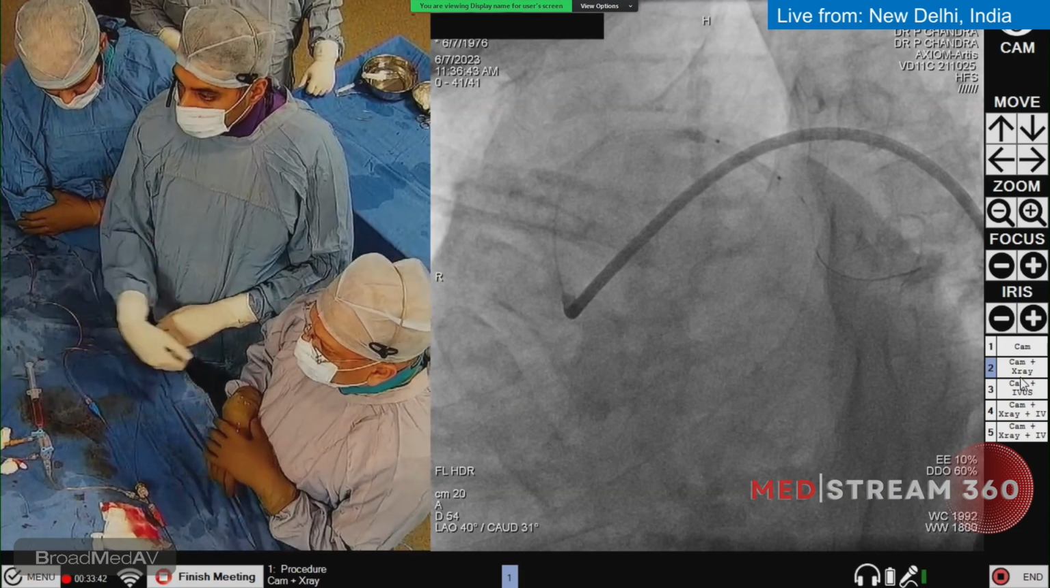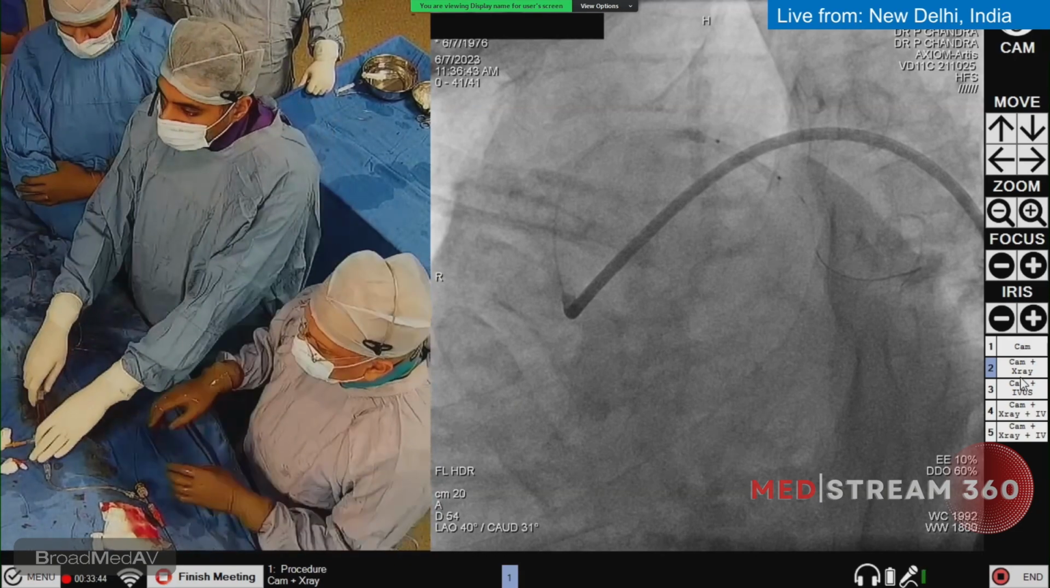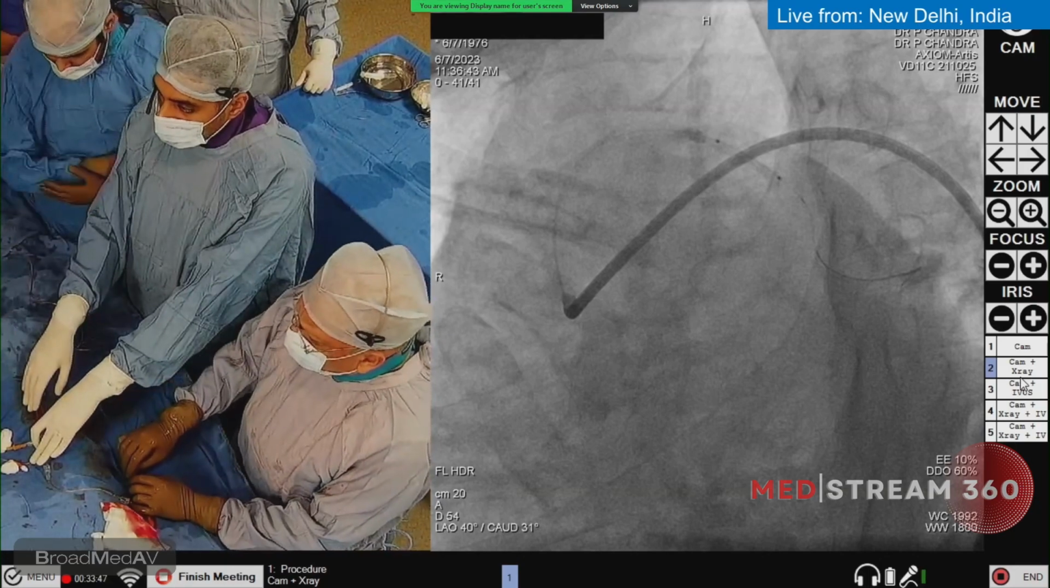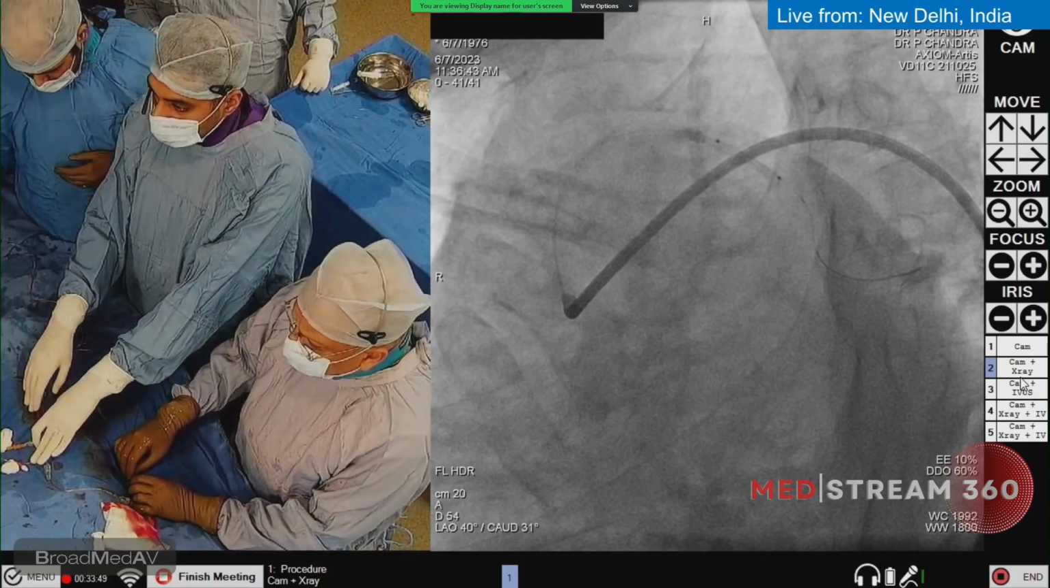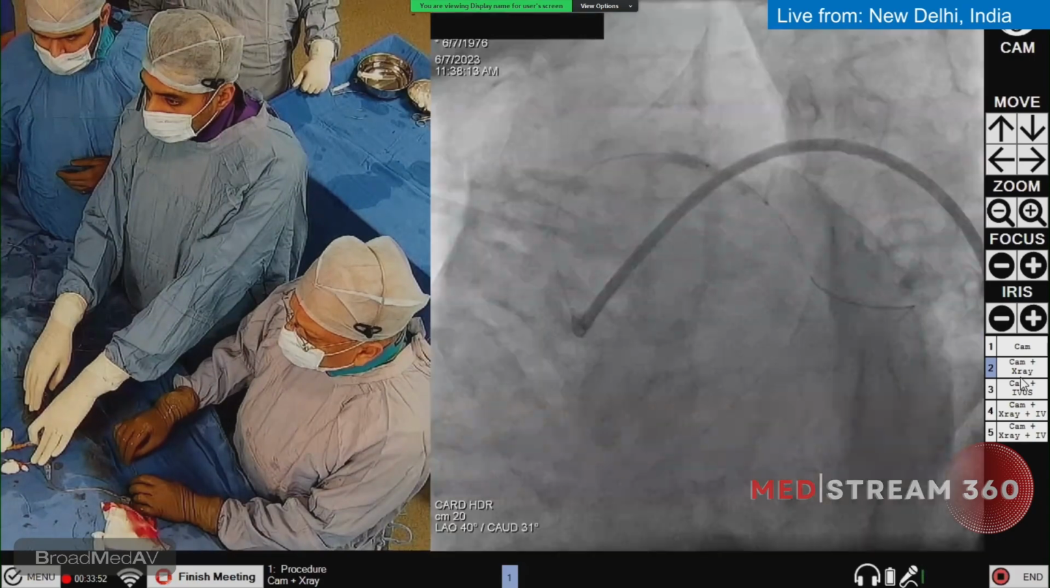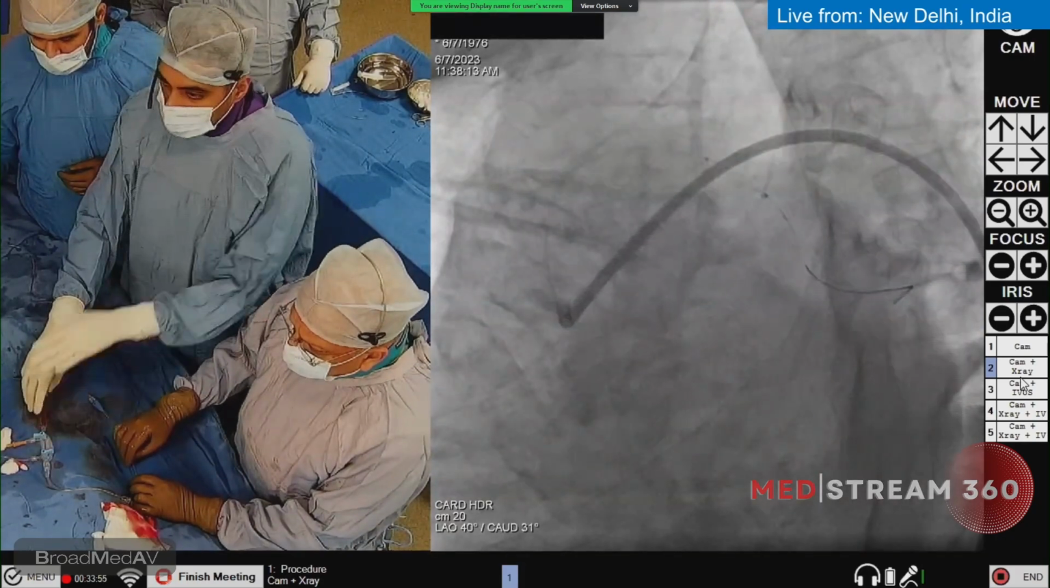Okay. So now we see a lot of ST depression. It is about 1 minute 31 seconds. Patient is okay also, but we will deflate it. Yeah, deflate please. So this is 1 minute 40 seconds of drug release.